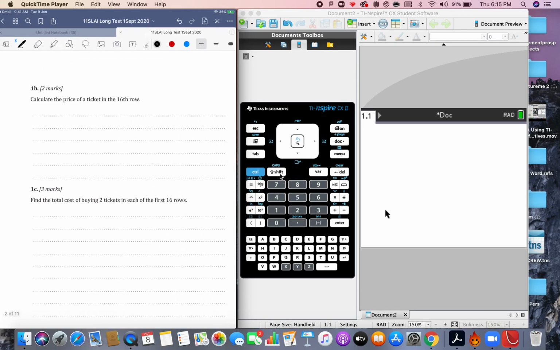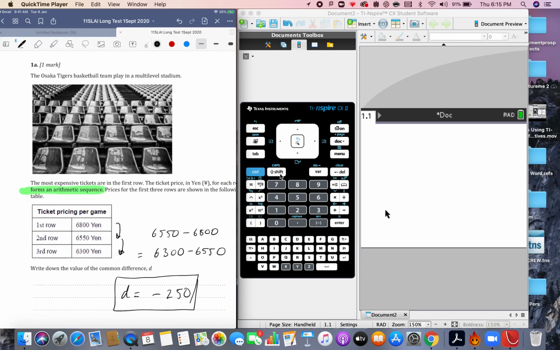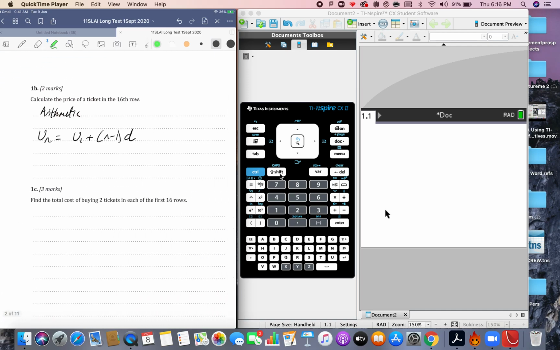Okay, the second one, calculate the price of a ticket in the 16th row. So basically, we've got arithmetic. When you go to your formula book, you've got these formulas. U of n equals U1 plus n minus 1 d. Now let's think about what these are. You can clearly see that U1 is the price of the ticket in the first row, 6,800, and D is negative 250. So we can just put those numbers straight in. We know U1 and we know D. And now, of course, we're asked to find n equals 16.